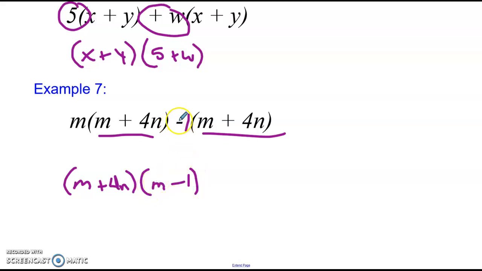And for sake of argument, if this were a plus sign instead of a minus sign, we would just write m plus 1. But just don't forget about those phantom 1s. They do hide in there, and they do need to be included as part of your answer. Okay, so there you have it. That's most of what you need to know when it comes to factoring by grouping.